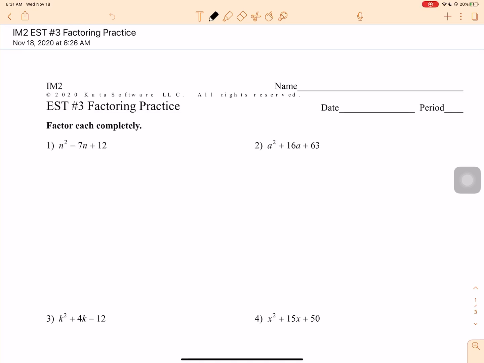Alrighty, so this is a review for my IM2 classes on factoring. You have an EST coming up on factoring completely, so let's go ahead and do some practice problems.